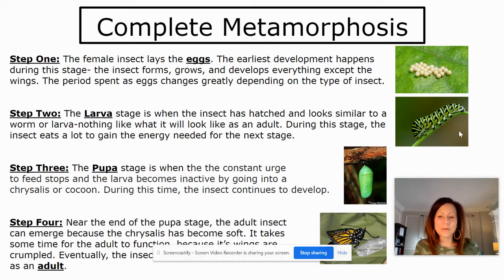Okay, so hopefully that was a good little introduction to incomplete versus complete metamorphosis. So complete metamorphosis, we'll start with that. It has 4 stages. So here's one part to your discussion answer on Wednesday. Complete metamorphosis has 4 stages, whereas incomplete metamorphosis only has 3 stages. So that's one of the biggest differences between complete versus incomplete metamorphosis.